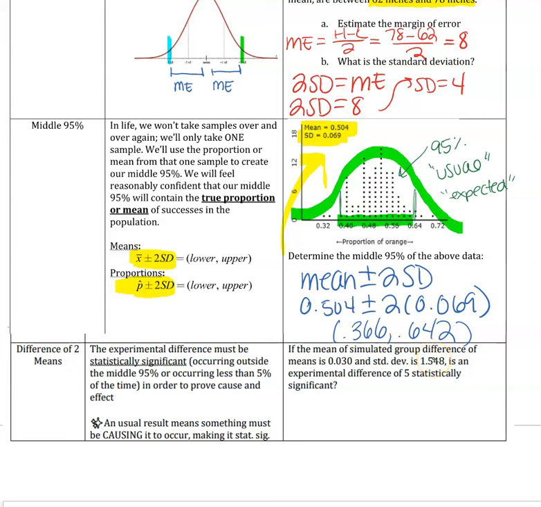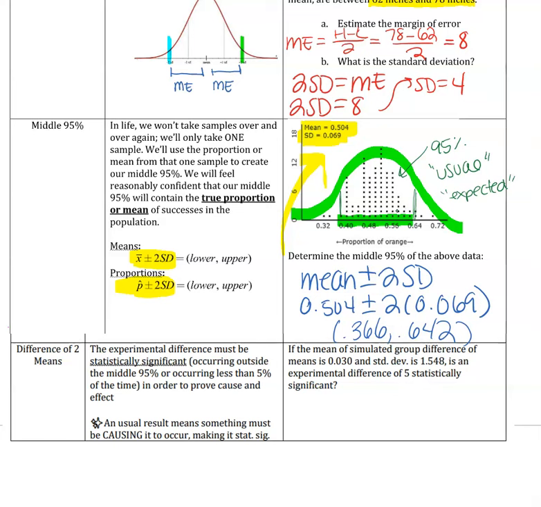It would be unexpected when flipping a coin for you to get something like 75 or 72 or even 80% heads, because that falls outside of your middle 95, okay? 60%, totally fair. In your middle 95, that would be expected. So typically this is asked in a question on the Regents.